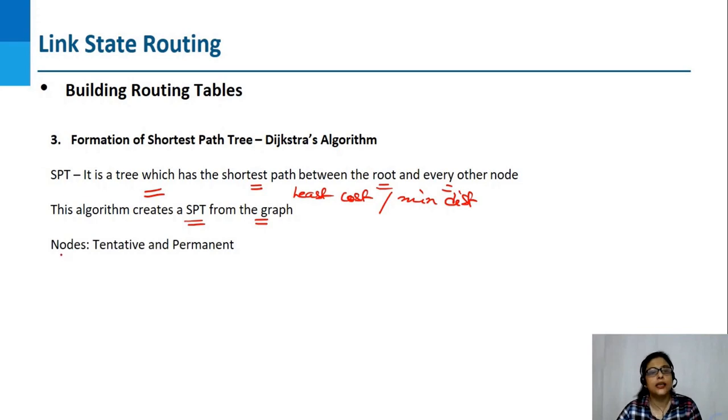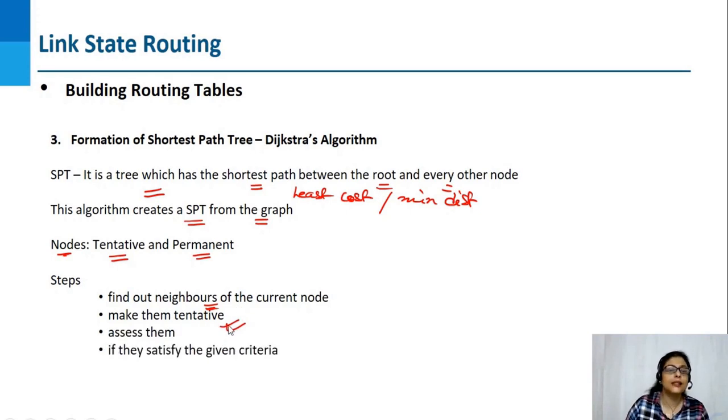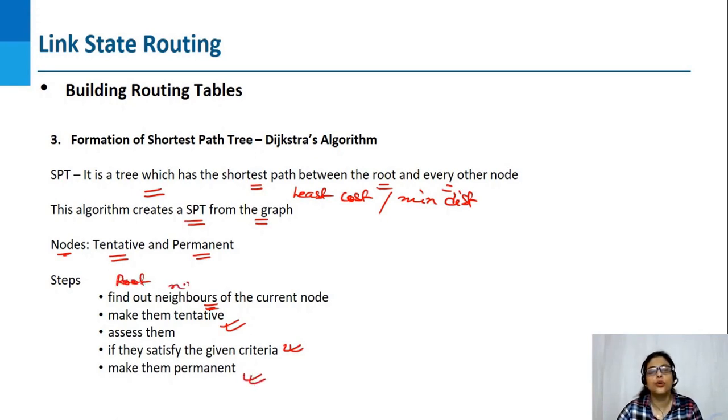The nodes are given new names. One is called the tentative nodes and the other is called the permanent nodes. And what are the steps? First, you have to find out the neighbors of the current node. Then you have to make them tentative. You have to keep these neighboring nodes in the tentative list. After that, you have to assess them, and if they satisfy the given criteria of least cost, then they must be sent to the permanent list. But before that, there should be a root node that should be created with cost 0.